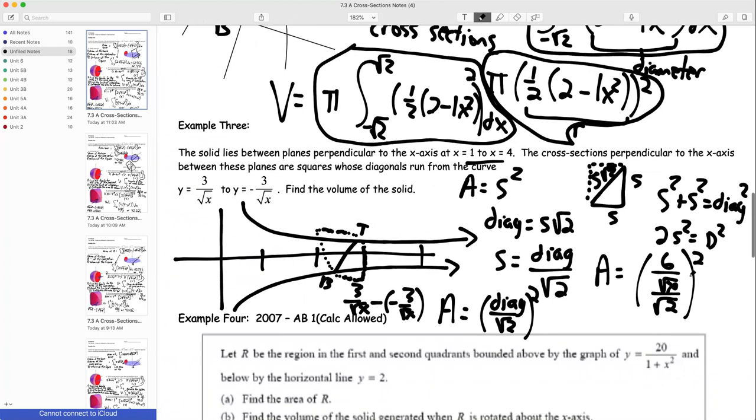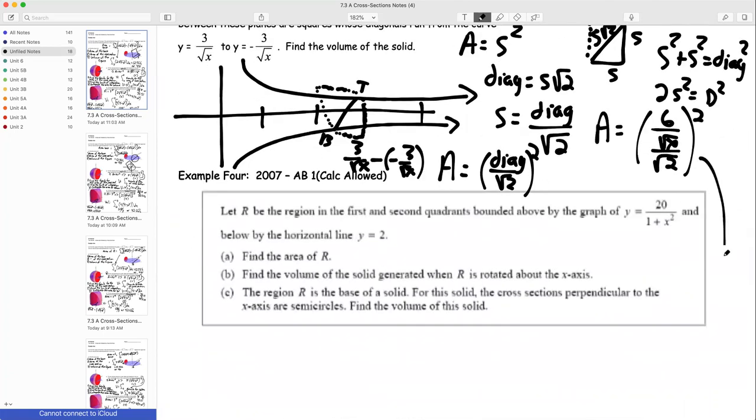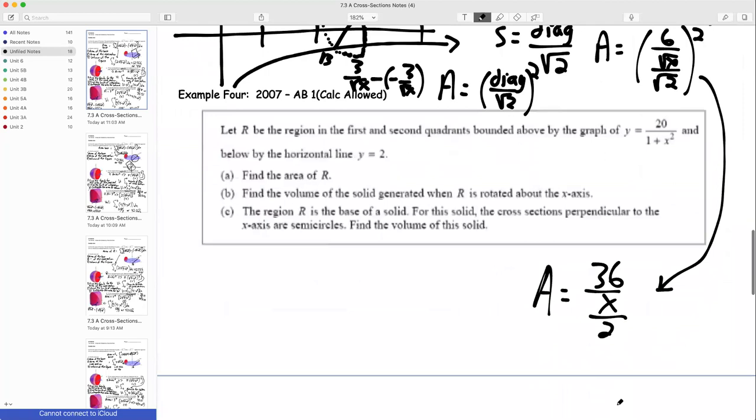So now I'm going to square everything. So I've got area equals 36 over x over 2. I squared the 6, I squared the square root of x, I squared the square root of 2. So now I'm going to flip and multiply. It's divided by 2, so I flipped it and multiplied. That gives me 36 over 2x or 18 over x. And so that is the area of my cross section.